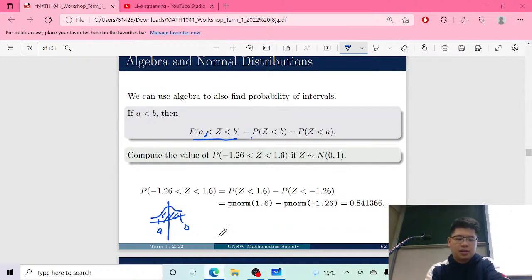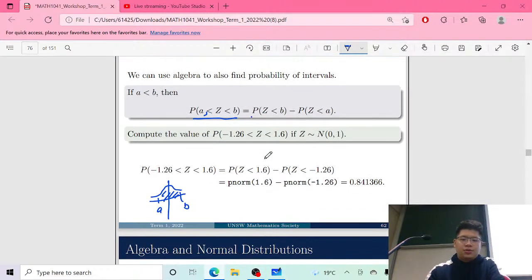So going back to our lecture example, an example here is like this right here, minus 1.26 and 1.6, and it's just 1.6 minus 1.26 using the p norms right here. I would recommend, if you're going to do this kind of question, just try to graph it out, and you would be able to see what you're trying to solve for.